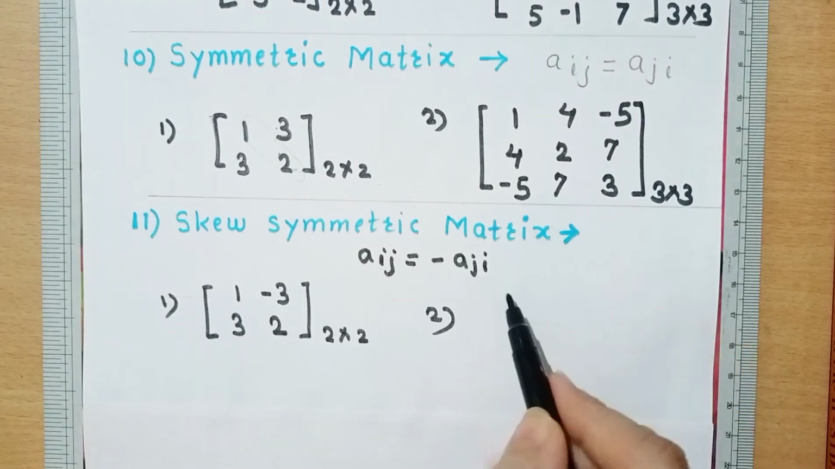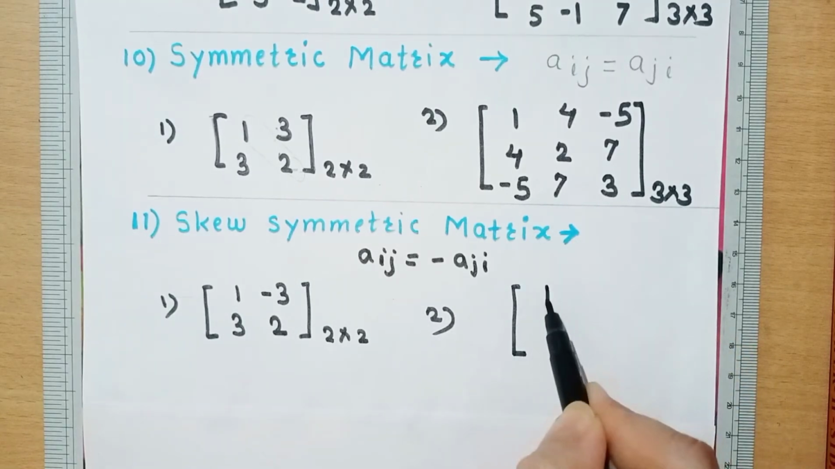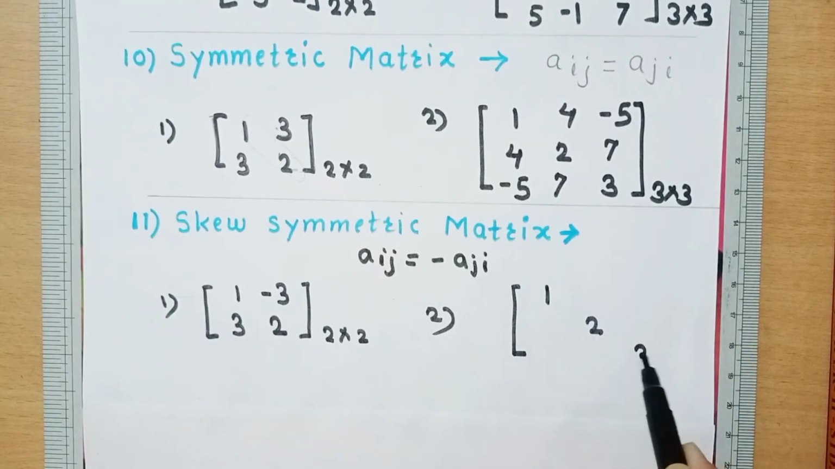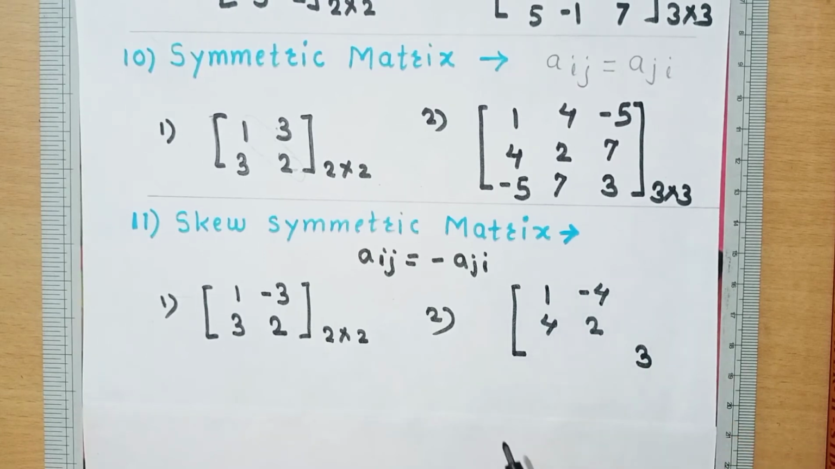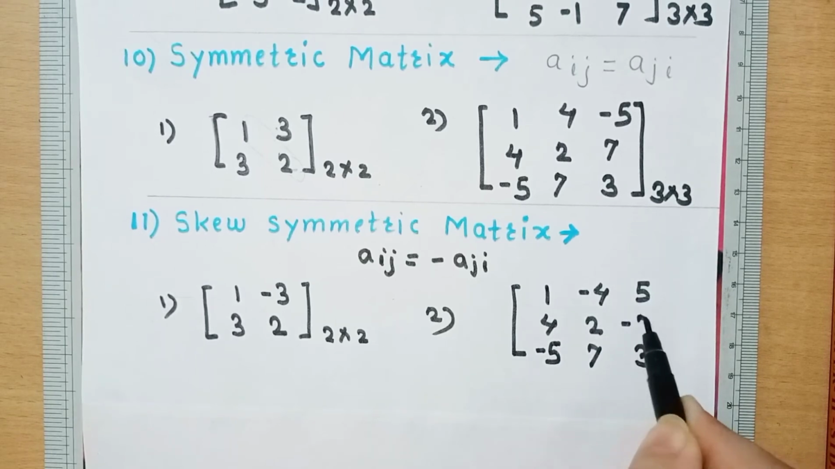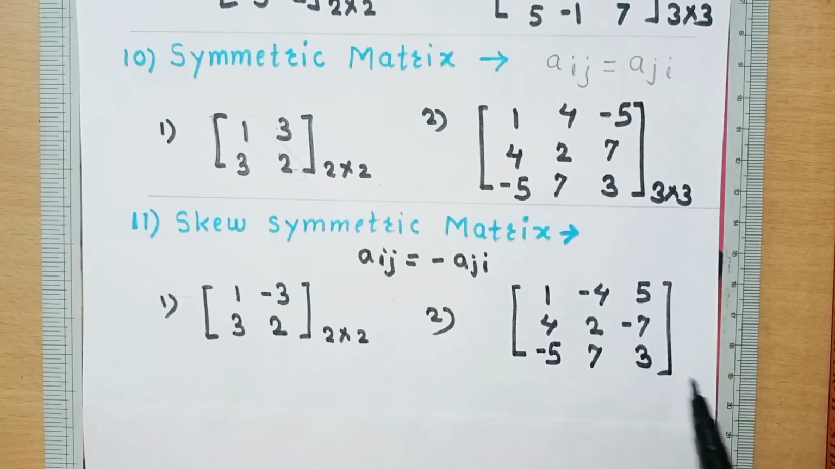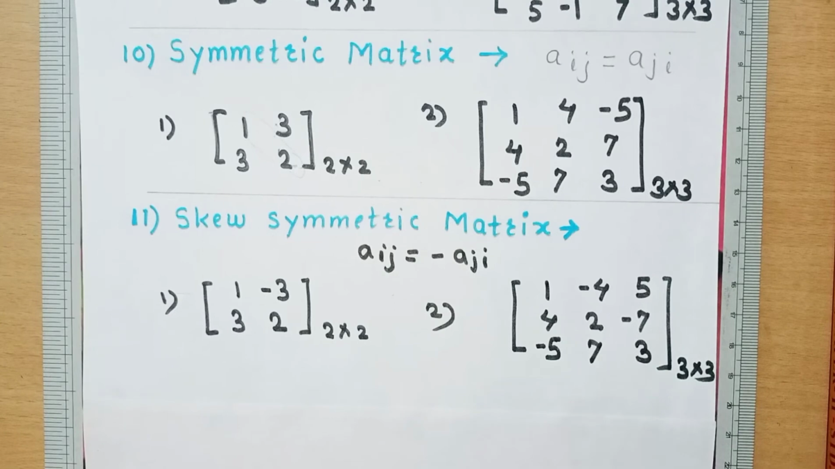Second example, same we will take here. So diagonal elements are 1, 2, 3. If here is plus 4, then here must be minus 4. If here is minus 5, then 5. If I am taking here 7, then minus 7. So this is skew symmetric matrix of order 3 by 3.